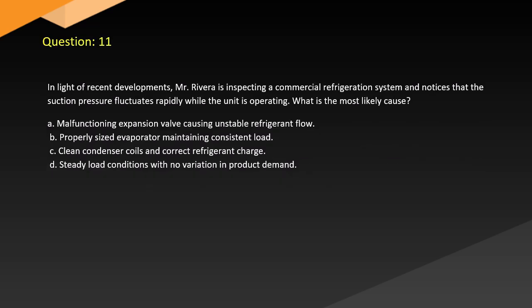Question 11. In light of recent developments, Mr. Rivera is inspecting a commercial refrigeration system and notices that the suction pressure fluctuates rapidly while the unit is operating. What is the most likely cause? A. Malfunctioning expansion valve causing unstable refrigerant flow.